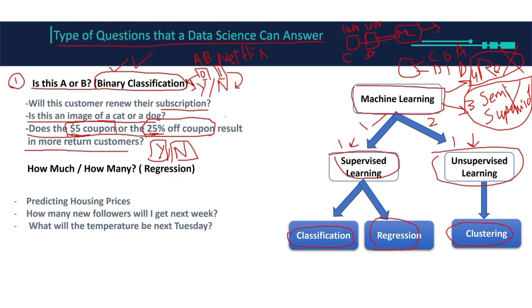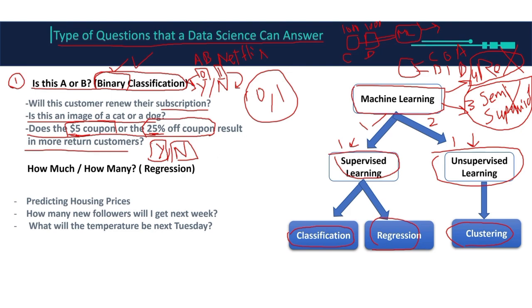But you get the idea. When the output is a yes or no type of question, or A or B, then we call this classification. And if it's only 0 and 1, only two, we call it binary classification. If it's more than that, we call it multi-class classification. Okay, so now we know what a classification is.